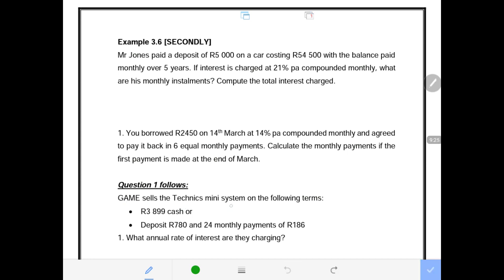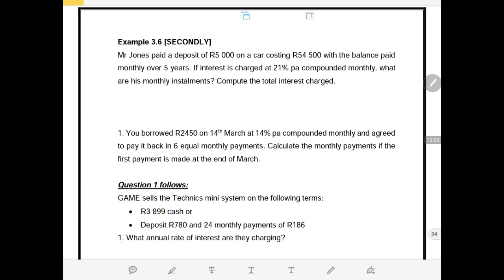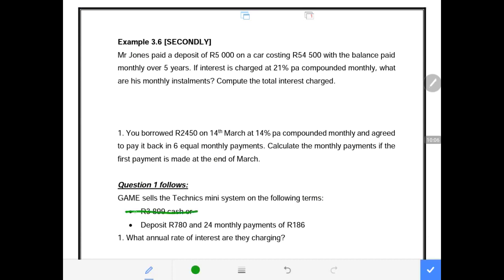sells the Technics mini system on the following terms: 3,810.99 cash. If we buy cash, this is how much we pay on the spot. Second option, we deposit 780 and make 24 monthly payments of 186 rands, meaning we pay 186 for the next 24 months if we decide to deposit 780 and we don't buy cash. So the reason why we are required to calculate the interest is because the interest is charged if 186 payments are made for 24 months with a deposit of 780.